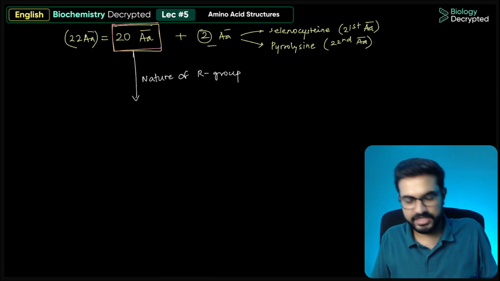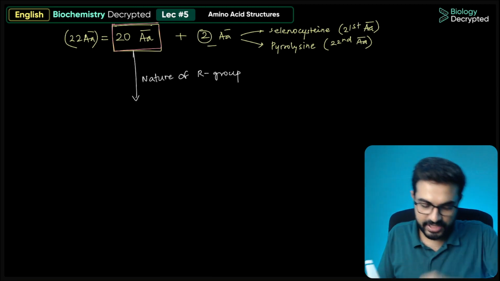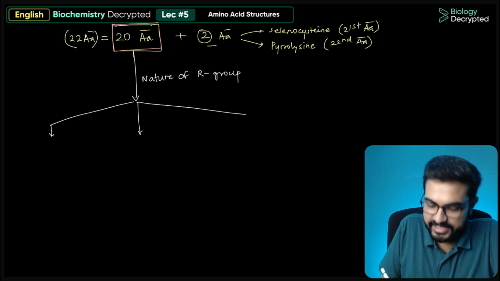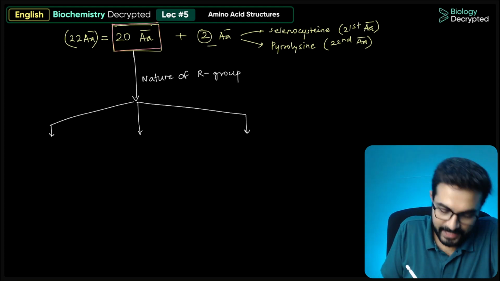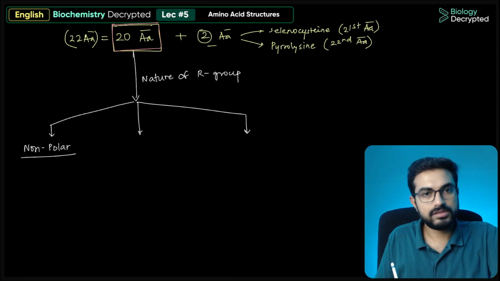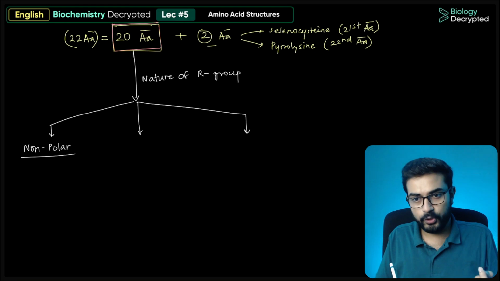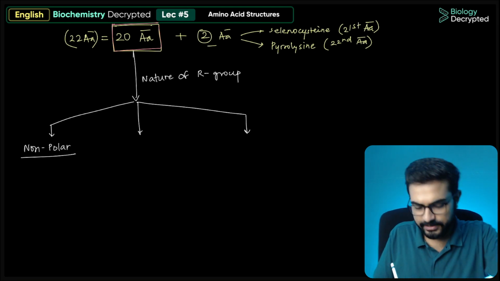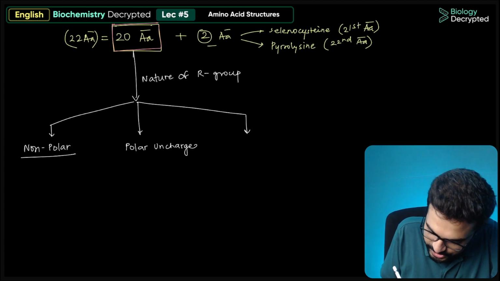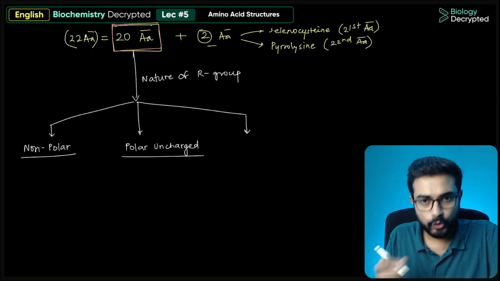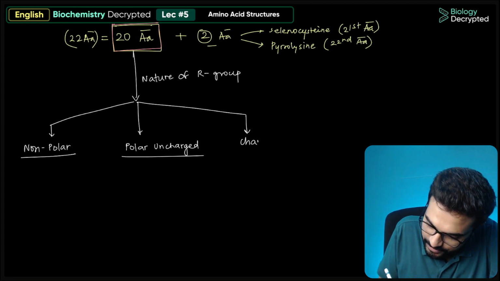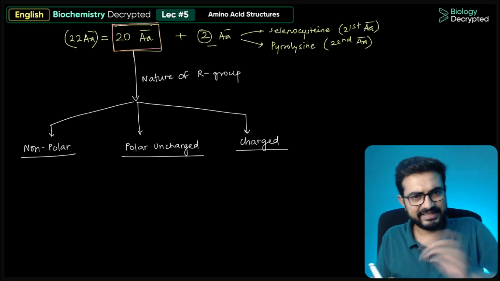As you know, the general structure has an R group. Based on its nature, we can categorize amino acids into these categories. We can have non-polar amino acids, if the nature of the R group is non-polar. Similarly, the R group can be polar but uncharged. Yes, the bond has polarity, but overall it is uncharged. It is not having a charge, to be specific. Now, there can be charged amino acids as well. These can be the categories.